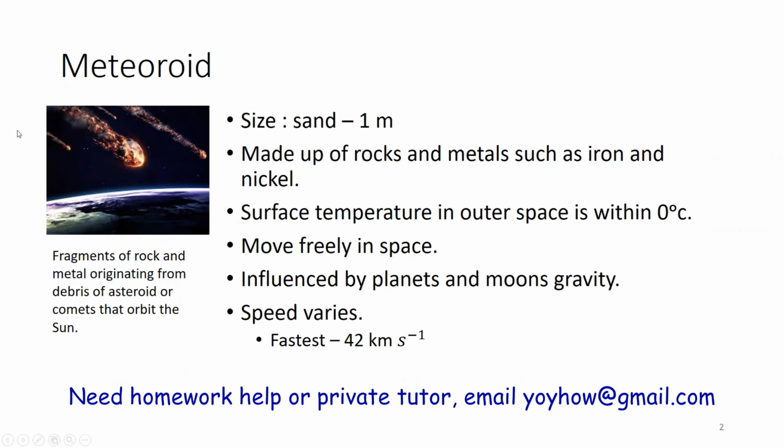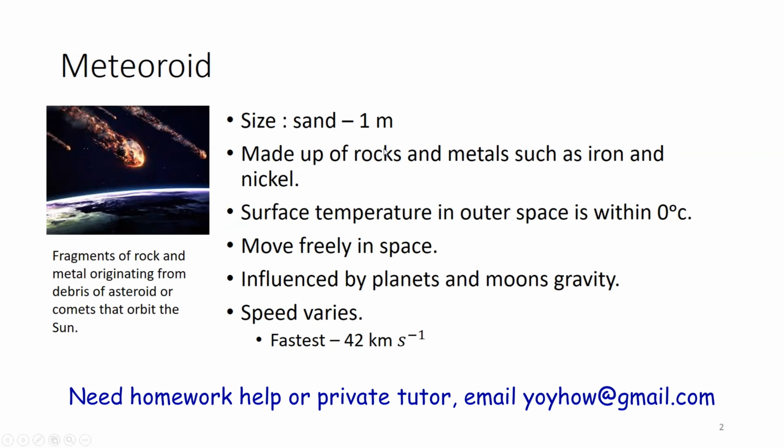A meteorite is a fragment of rock and metal originating from the debris of an asteroid. You can see here, basically it's a rock. Imagine a rock that is larger than a normal rock. The size could be very small, like a grain of sand, up to 1 meter. It is made up of rocks and metals such as iron and nickel. Mostly, like asteroids and other bodies, meteorites are made of rocks and metal.